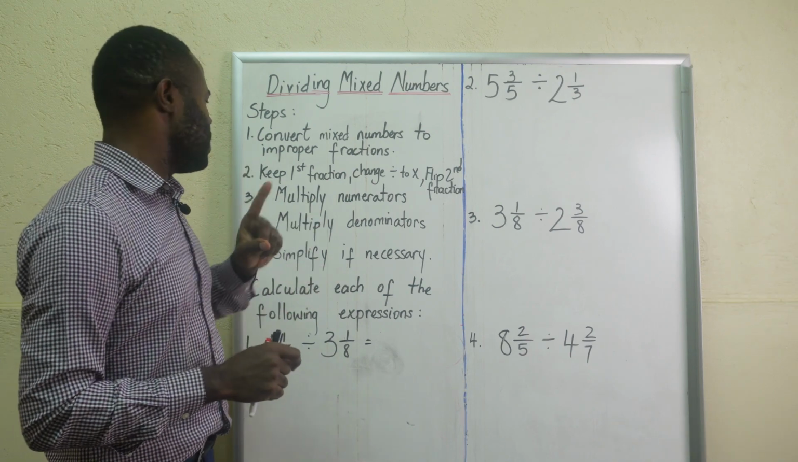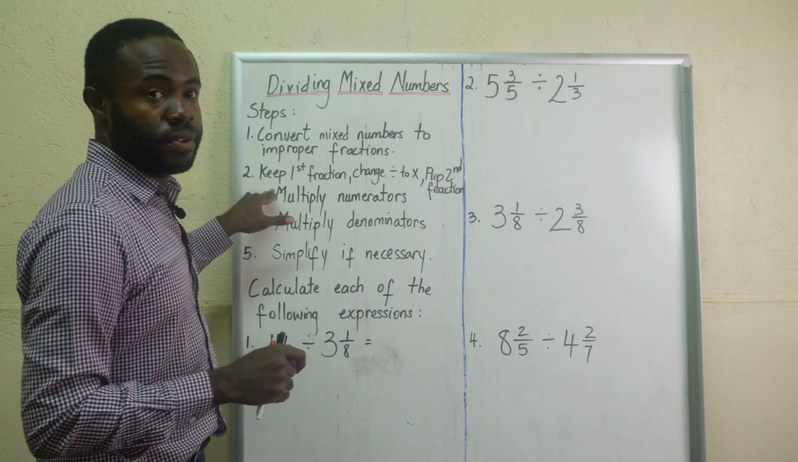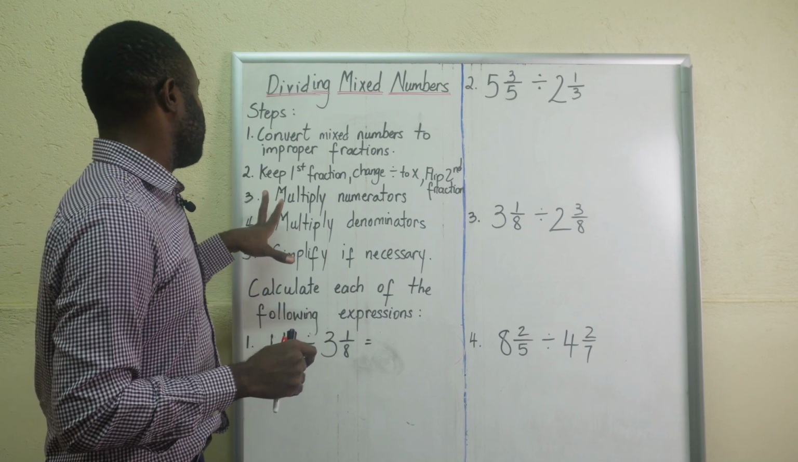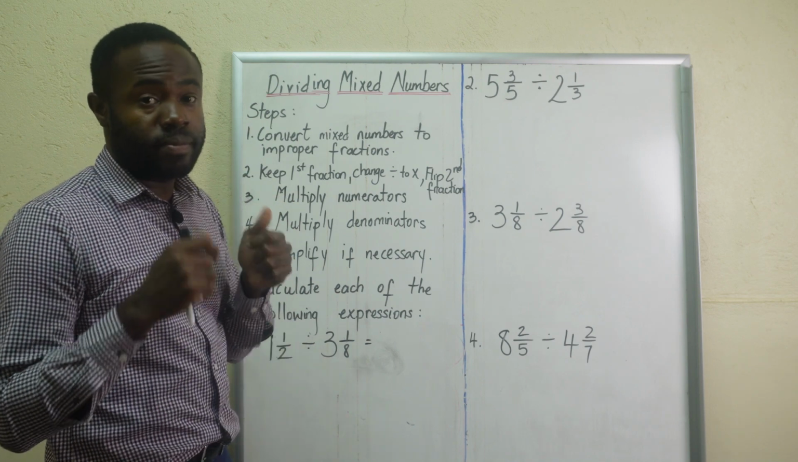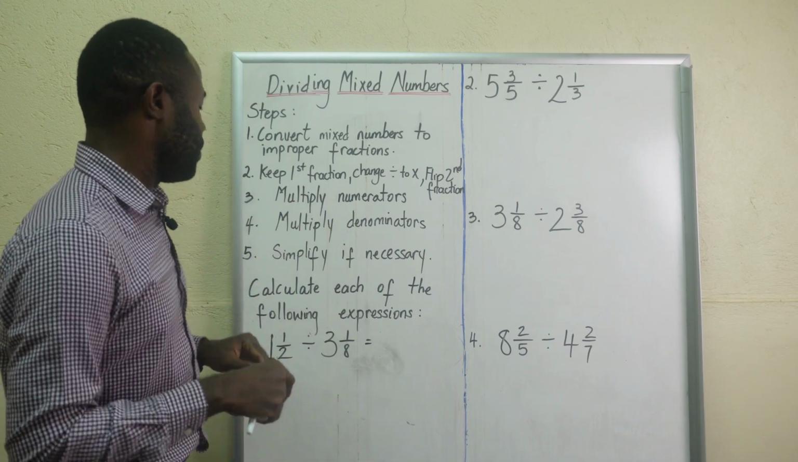However, in some cases, I might do step 5 as step 3, and then step 3 will be step 4, and then step 4 will now become step 5. But I'll tell you when I switch around the methods. All right, let's jump into the first question.